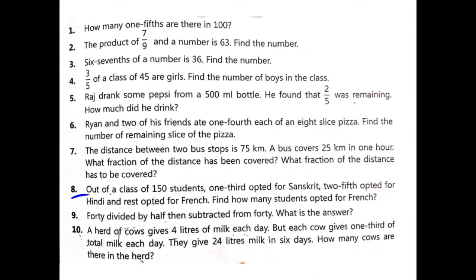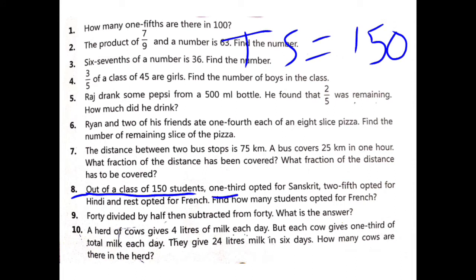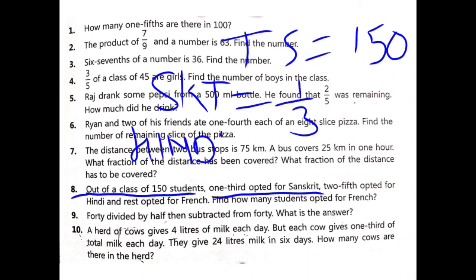Out of a class of 150 students, so total students are 150. Now 1/3 opted for Sanskrit, SKT, I am writing here. 2/5 opted for Hindi. They didn't give us the complete number, they gave it to us in fractional form. So the rest opted for French. Now we have to find the number of students who opted for French.